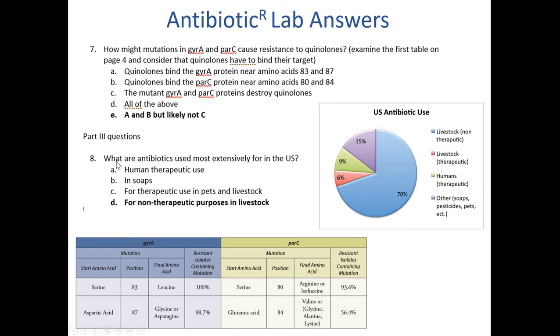Then question 8, some people missed this question, but it was pretty simple. What are antibiotics used most extensively for in the US? This question came directly from this pie chart that shows that the vast majority of antibiotic uses in the US is for non-therapeutic purposes in livestock. So this was right in the superbug study, pretty easy to find. So basically, just an easy question to answer.